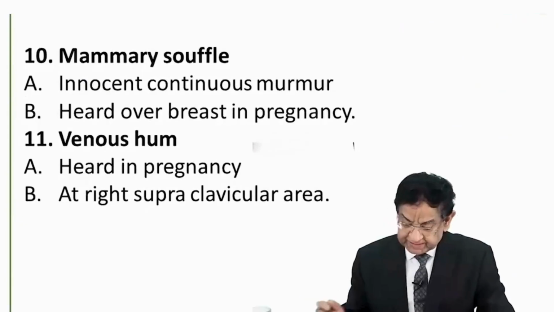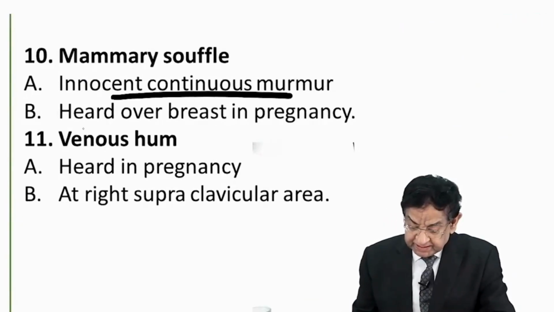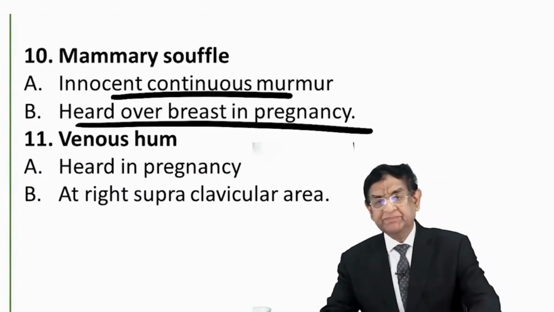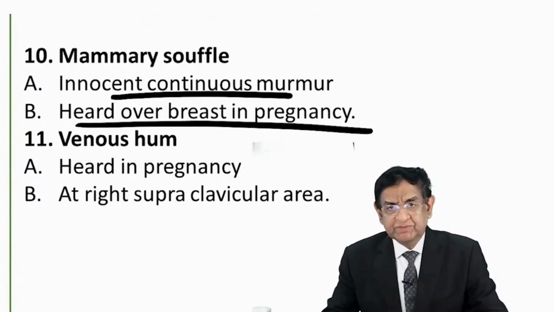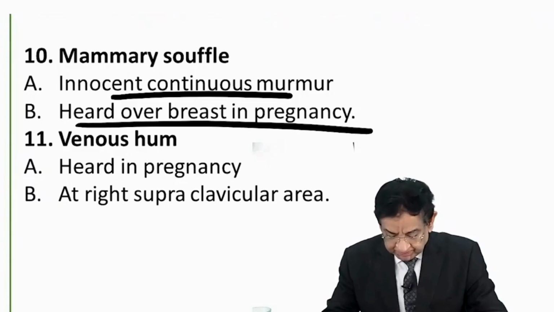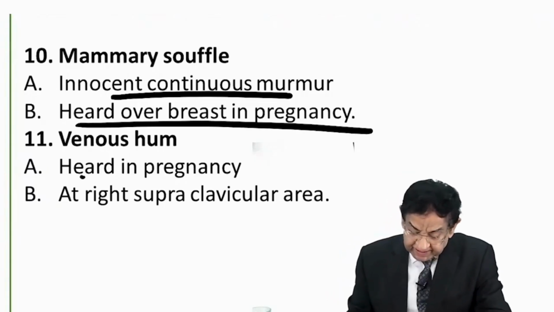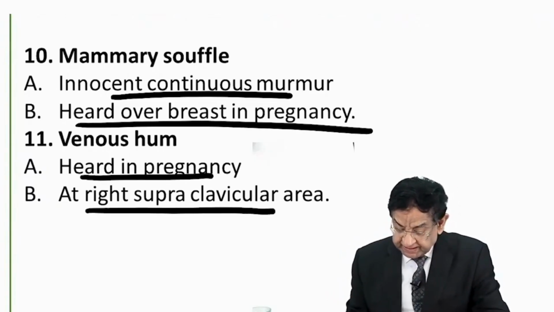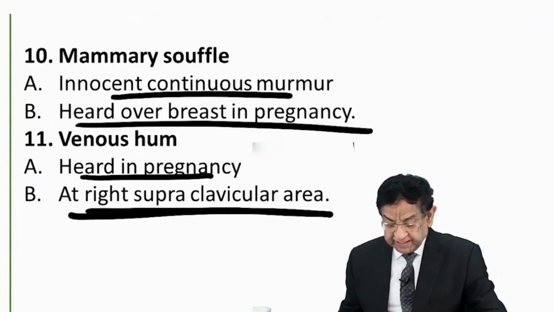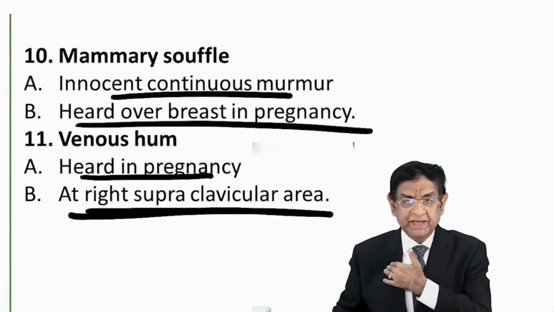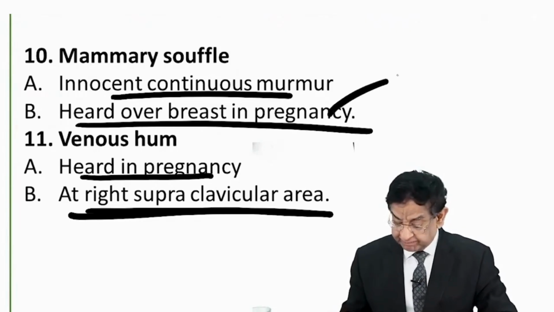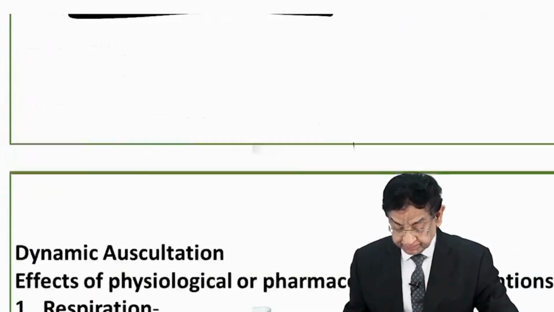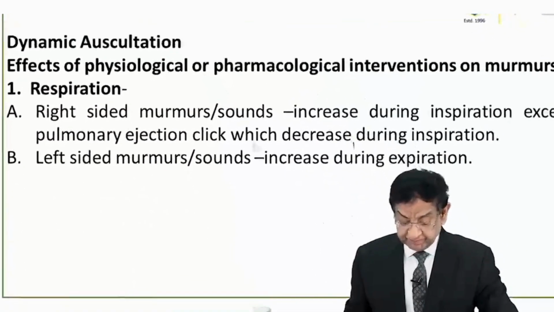Mammary souffle is an innocent murmur heard over the breast in pregnancy. We all know there's increased vasculature of the breast and that can produce some sound. Venous hum is again heard in pregnancy in the right supraclavicular area, again due to increased blood flow. Mammary souffle and venous hum, both in pregnancy. This is very, very important.